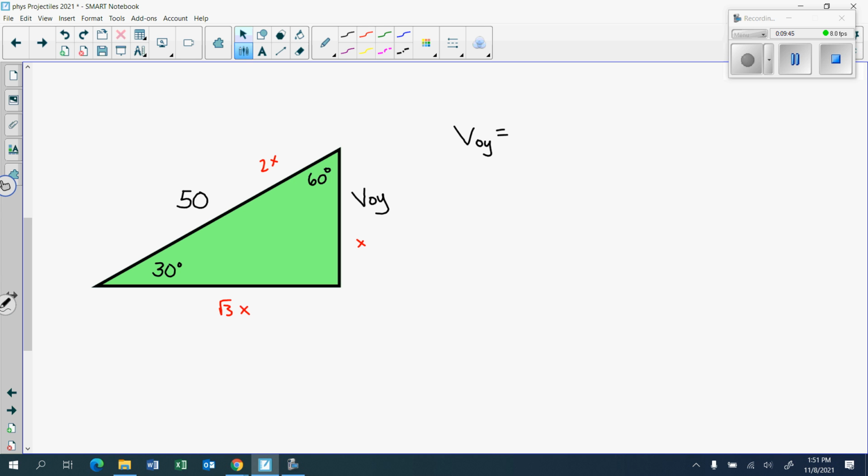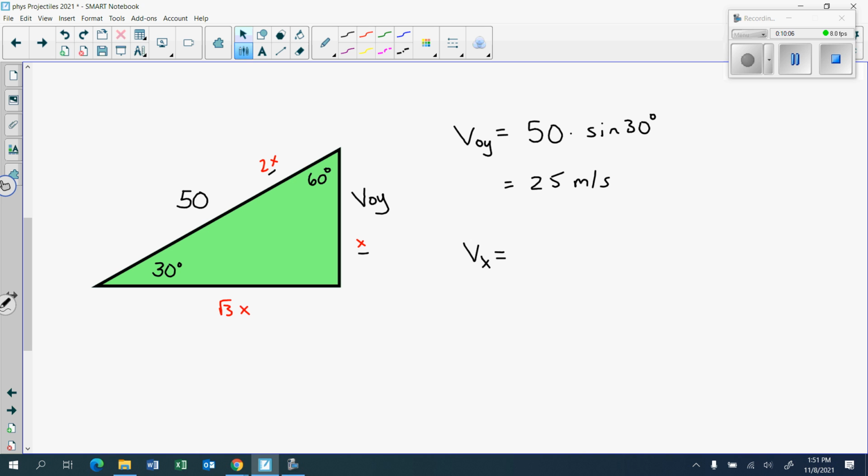Voy is equal to my hypotenuse of 50 times the sine of 30 degrees. If you don't know this yet, you're going to recognize that sine 30 is exactly 1/2. And so I get 25 meters per second. That makes sense because 25, double that, and I get 50.